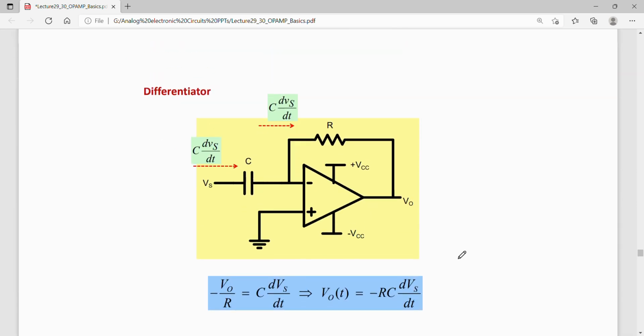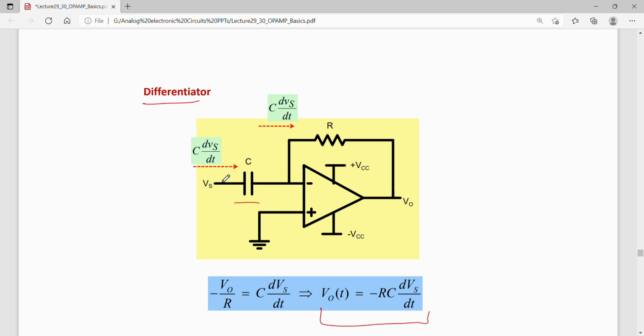Now OPAMP can also be used to create a differentiator, by replacing R1 by a capacitor, and RF remains over here. So this acts as a differentiator, where the output will be equal to the differentiation of the input, that is V naught output is minus RC d by dt of input.